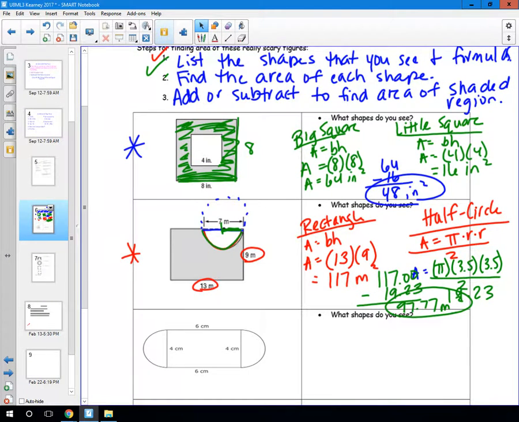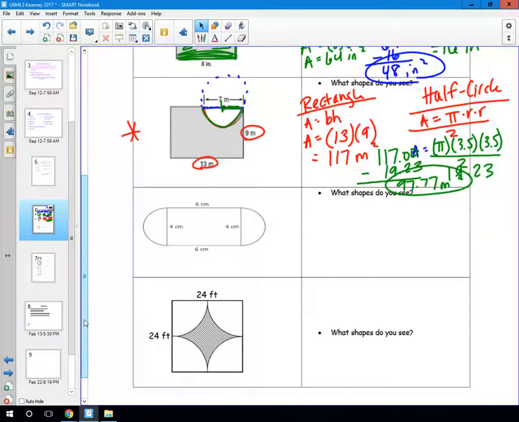Okay? Now the next one, I'm not going to actually do, but I just want you to look at the next one. What do you think your third step is going to be? Do you think you're going to add those or subtract those? Are they being cut out or added on to each other? That's right, they're being added on. So I would actually end up adding those.